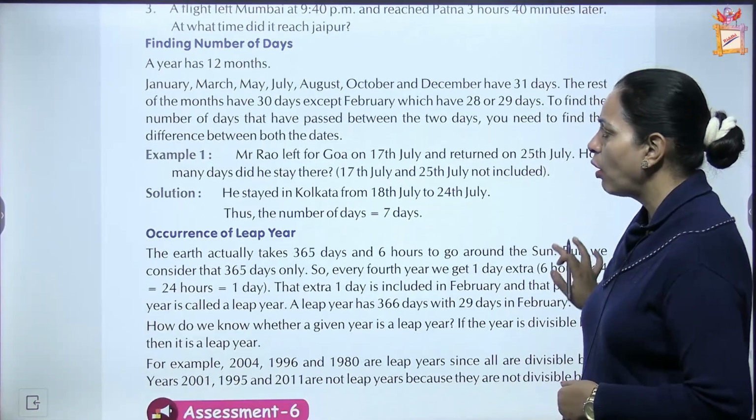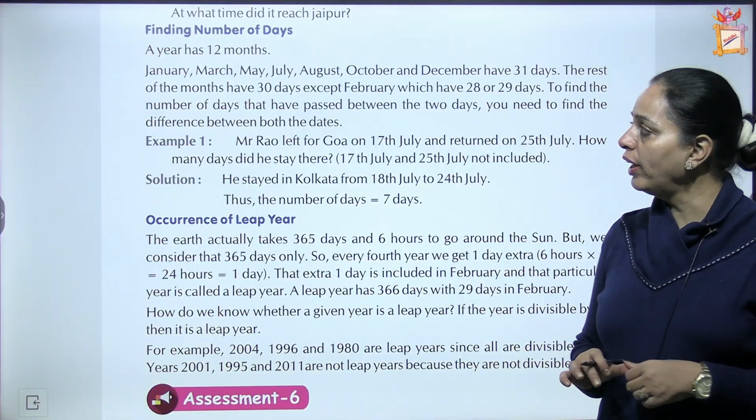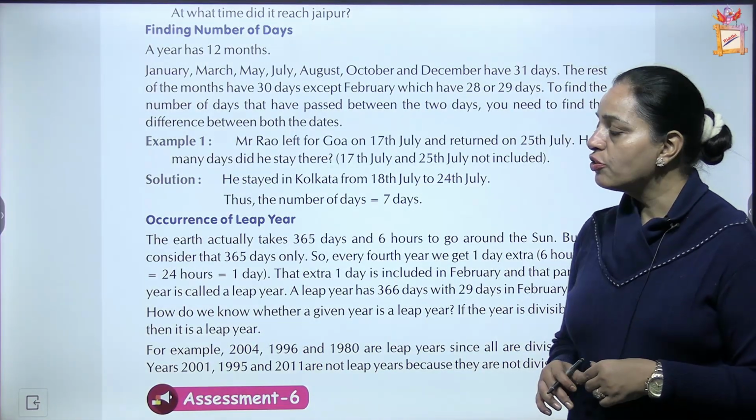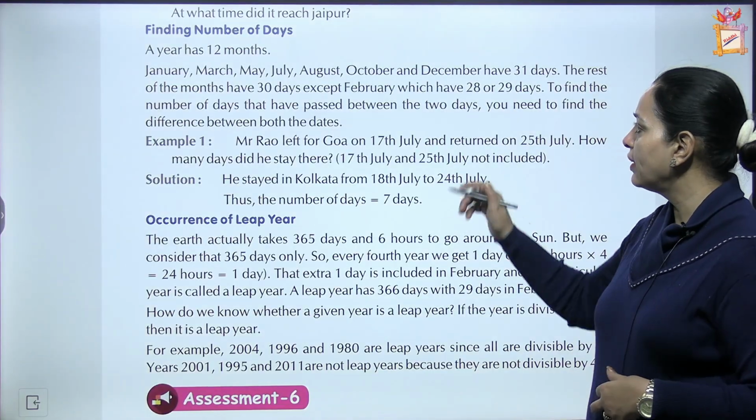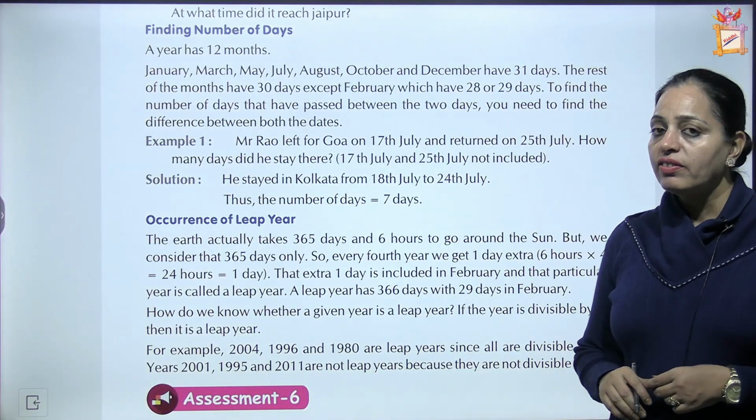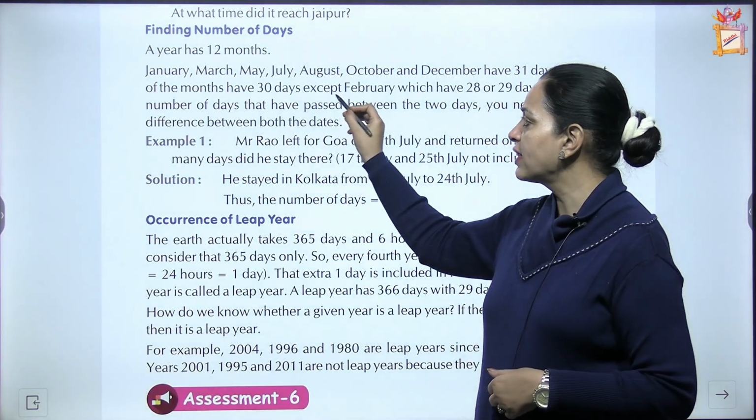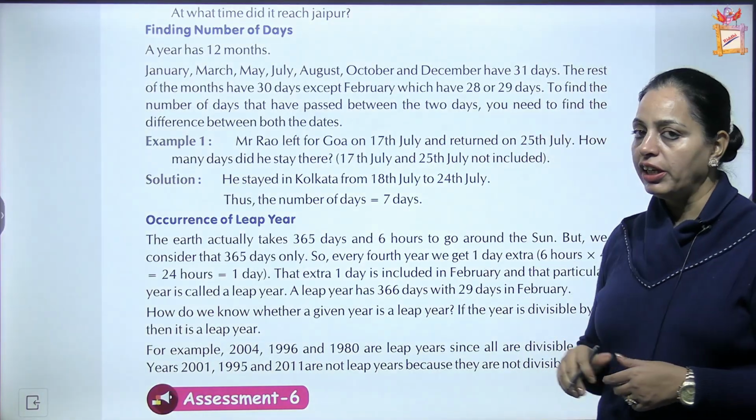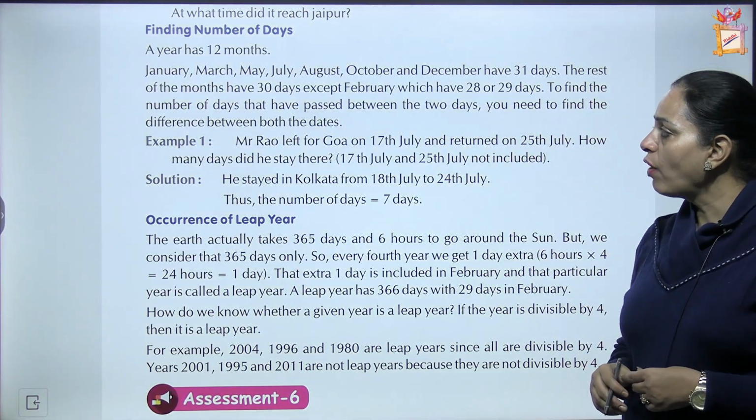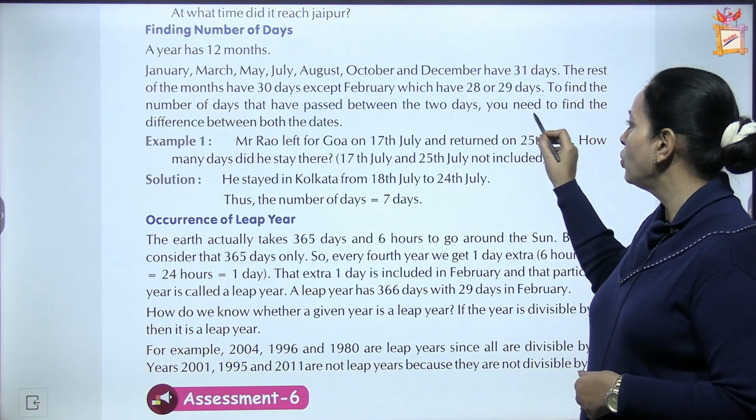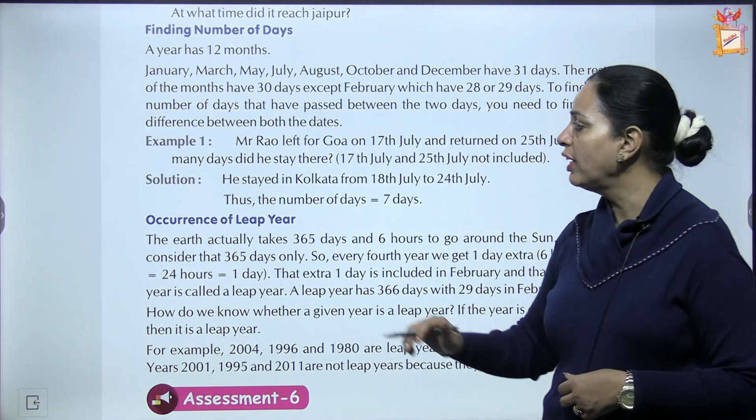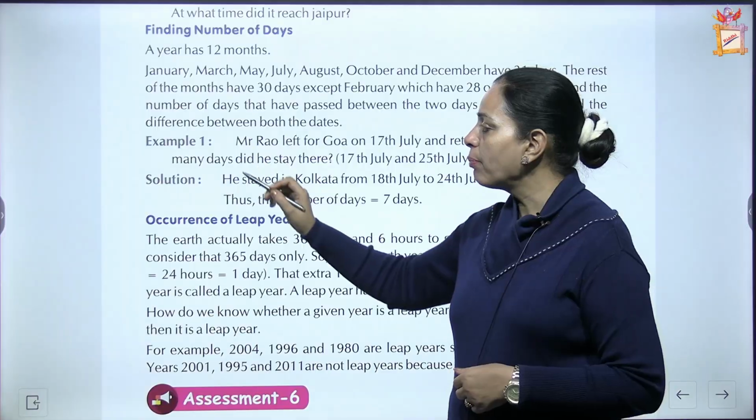Now we are talking about finding the number of days. You know, a year has 12 months. January, March, May, July, August, October and December have 31 days. The rest of the months have 30 days except February, which has 28 or 29 days. To find the number of days that have passed between 2 days, you need to find the difference between both the dates.